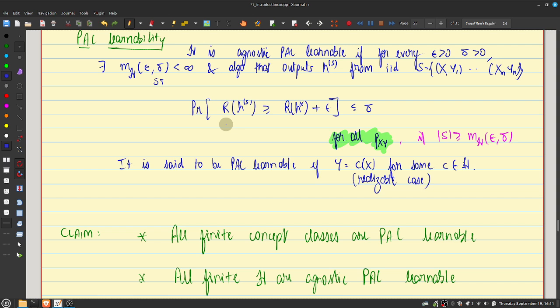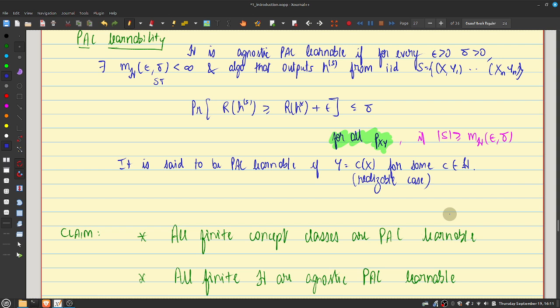And another way to look at it is, so note that you don't really know what R of h star is, right? Because you don't know what is the best possible hypothesis within the class. But we know that if we use ERM and we have those many samples, then as long as you have a finite concept class, you can learn it.